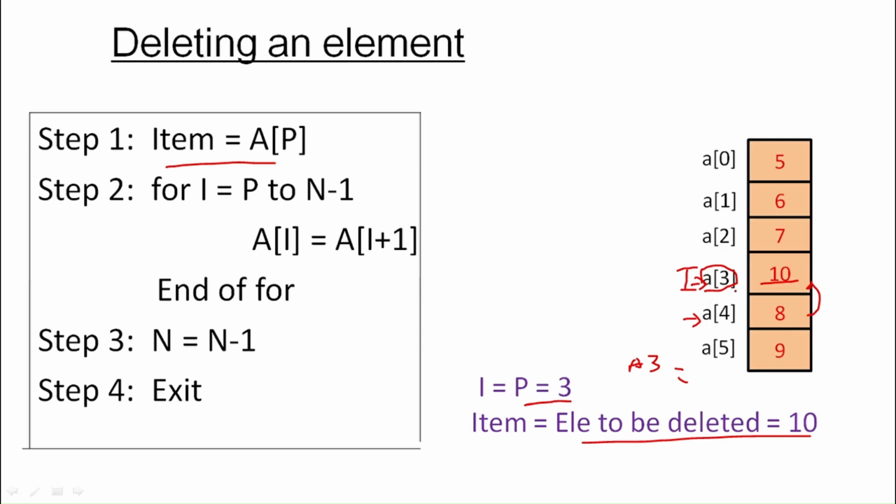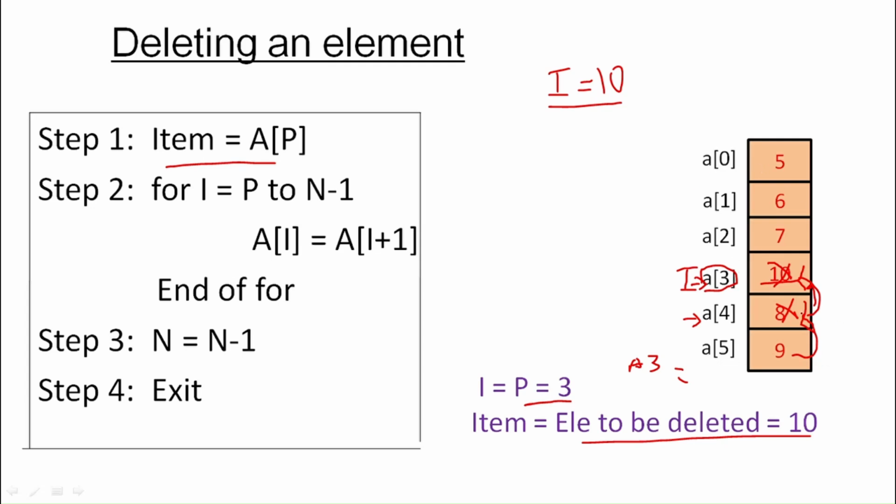First I will take this 10 with the help of pointer i. This 10 is stored by pointer i. First I will copy this 10 in this pointer. If I copy, this space will be emptied, right? After that I will shift this 8 here. Again this will be emptied. I will again shift this here. That's it. This is the concept of deleting from an array.